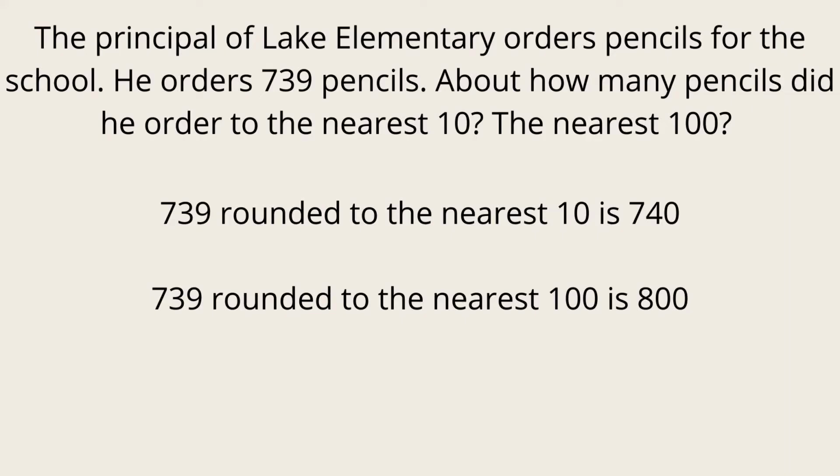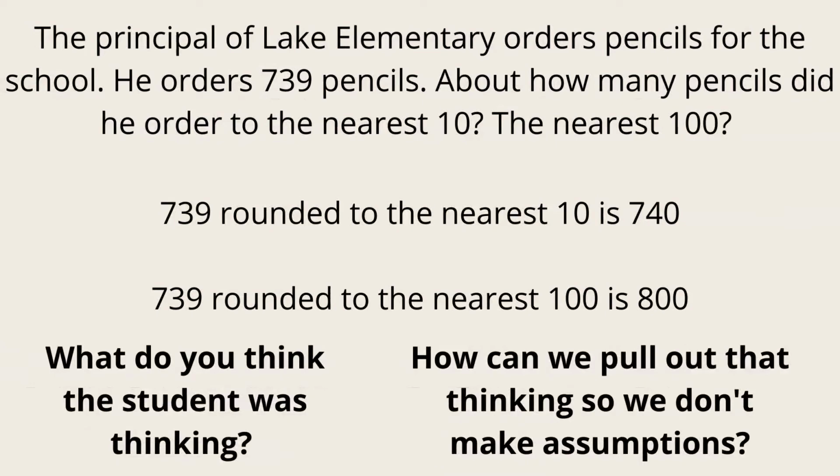Let's pretend you have a student with this answer. 739 rounded to the nearest 100 is 800, and rounded to the nearest 10 is 740. What mistakes do you think the student made? And how can we figure out what their thought process is without assuming?